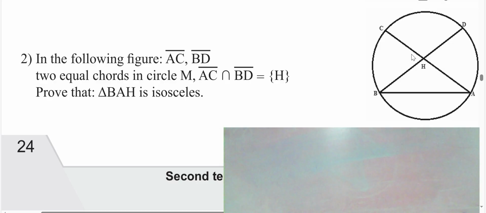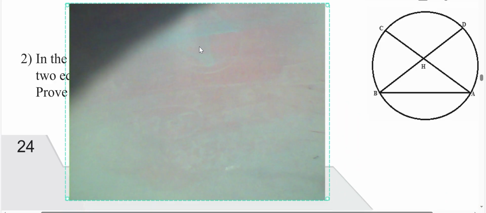Okay, two arcs will be equivalent. Given again AC equal DB, and this arc equals this, then the two angles in the base are equivalent. Okay, listen to me about the steps.